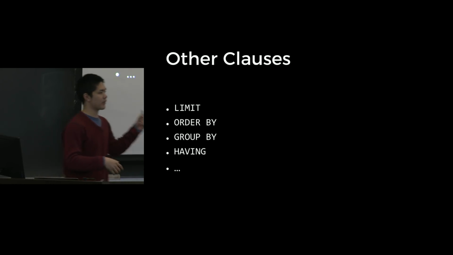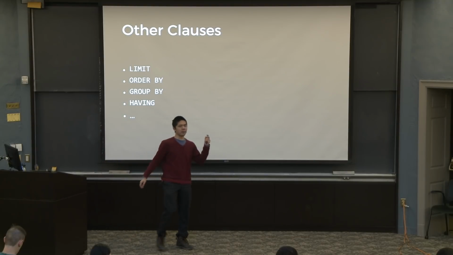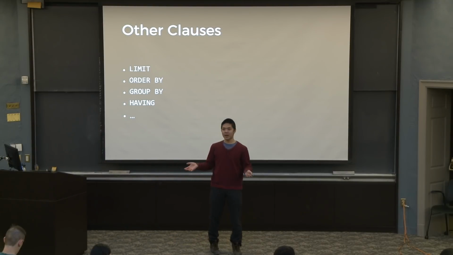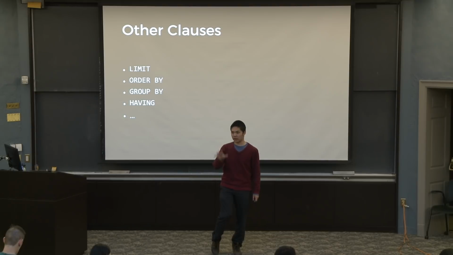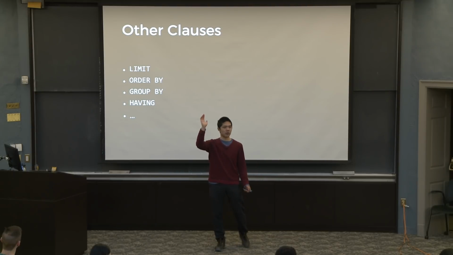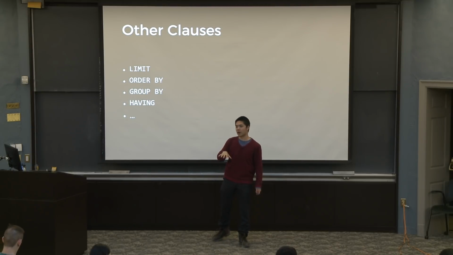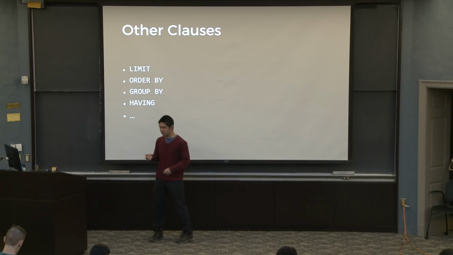And I could combine these. If I said select star from flights, order by duration, and then limit 5, I'll just get the 5 shortest flights, for example, because I'm sorting them in order of duration, and then just getting the first 5 rows. So that works as well.